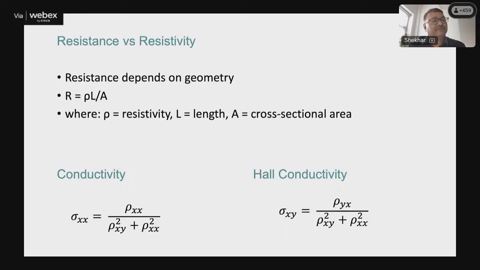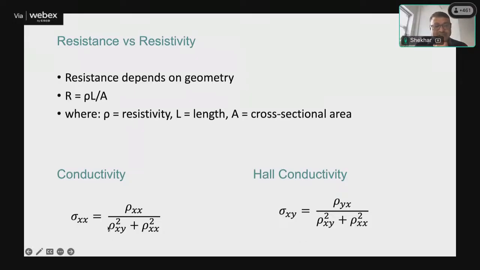In school time, if we ask what is the relation between conductivity and resistivity, normal students who don't know this tensor quantity say that the inverse of the resistivity is the conductivity. But that relation is true only without a magnetic field.